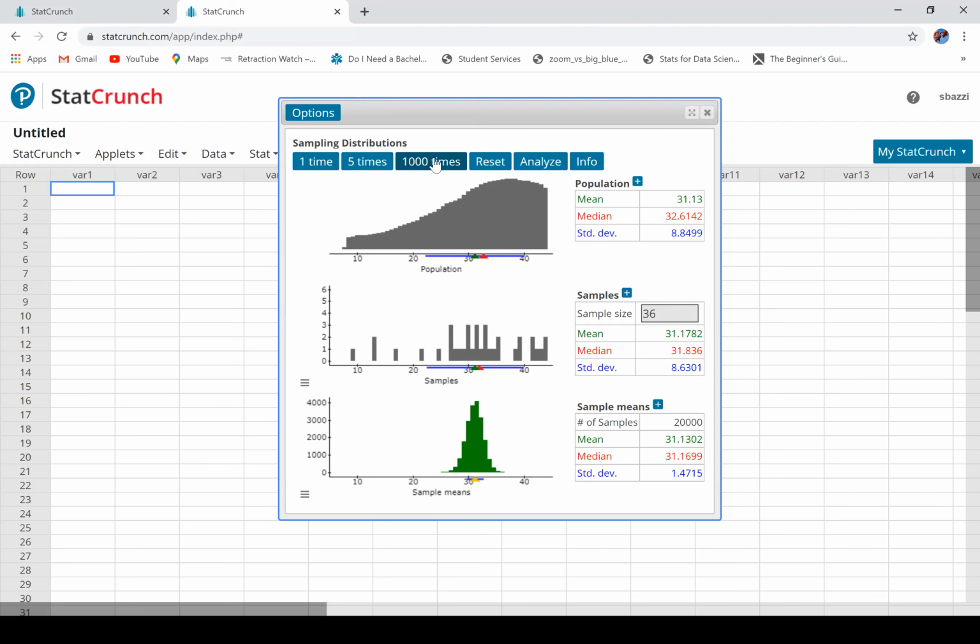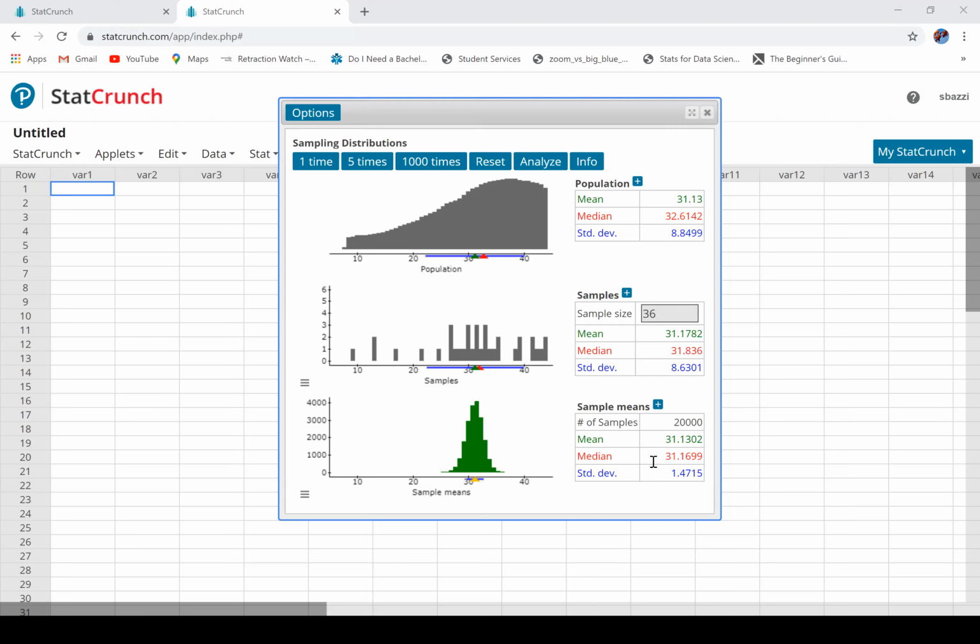All right. You notice the original population is not bell-shaped, but the new sampling distribution of the sample means is bell-shaped. It is narrower, so guys, you agree with me that the standard deviation is smaller. And let's see the mean. What is the mean? 31.13. Look, it's 31.13. Isn't that amazing?